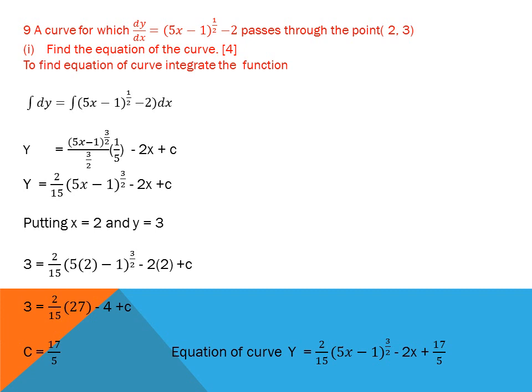In order to find the value of c, I place the value of y as 3 and the value of x as 2. So I find the value of c is 17 by 5, and I put this value in the equation: 2 over 15 into (5x minus 1) to the power 3 by 2, minus 2x plus c. I replace c with 17 by 5 and find the final answer.